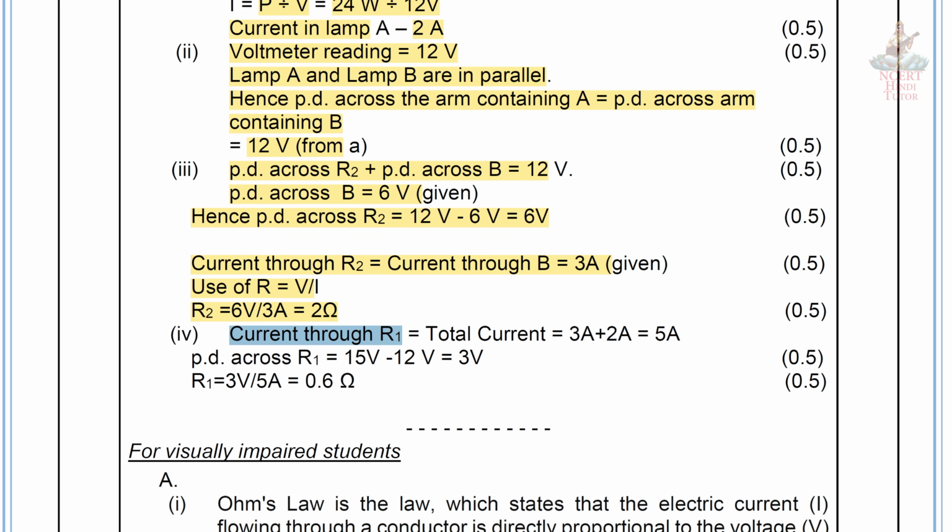Fourth, current through R1 is equal to total current is equal to 3 ampere plus 2 ampere is equal to 5 ampere. Potential difference across R1 is equal to 15 volt minus 12 volt is equal to 3 volt. So R1 is equal to 3 volt divided by 5 ampere, that is Ohm's law, is equal to 0.6 ohm.